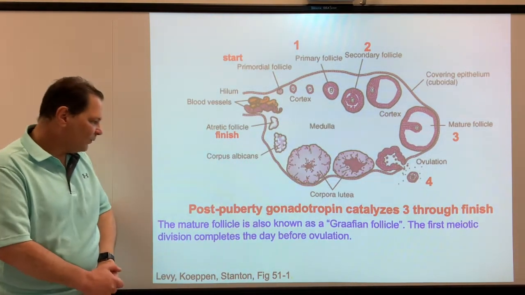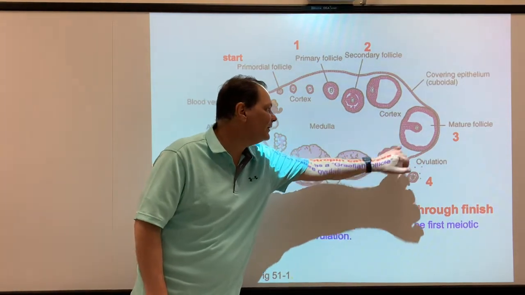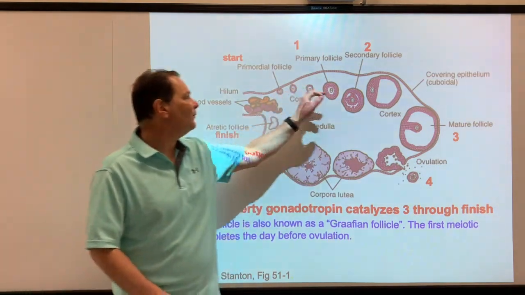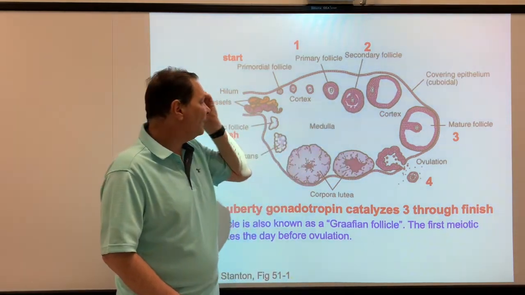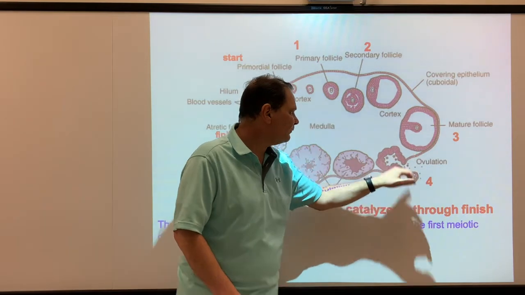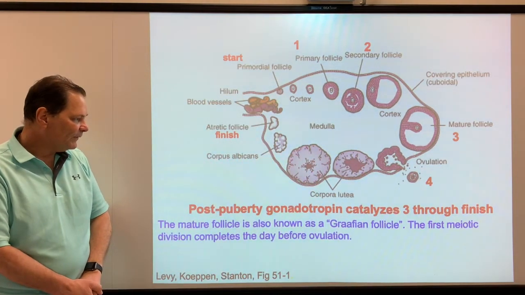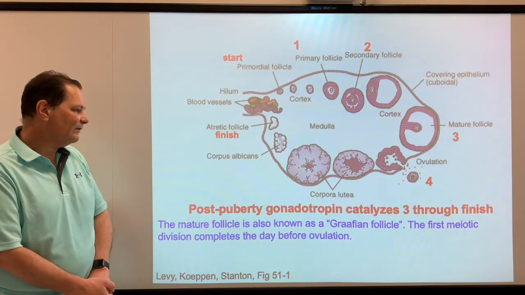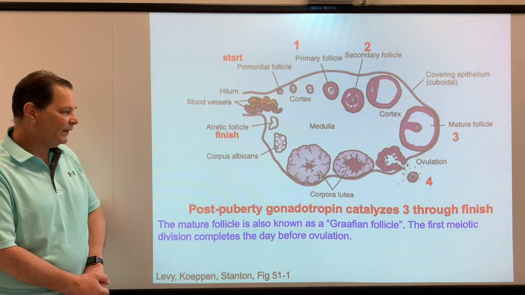And, of course, the first meiotic division takes place right before ovulation. It started already in the secondary follicle. It's partway through at this point, and then it completes right before ovulation, and you have ovulated an oocyte that has completed the first meiotic division, but not the second meiotic division. The second meiotic division freezes partway through.